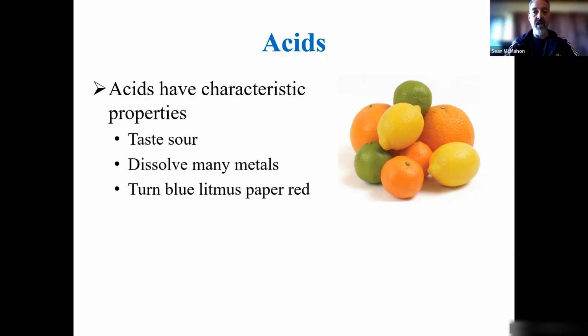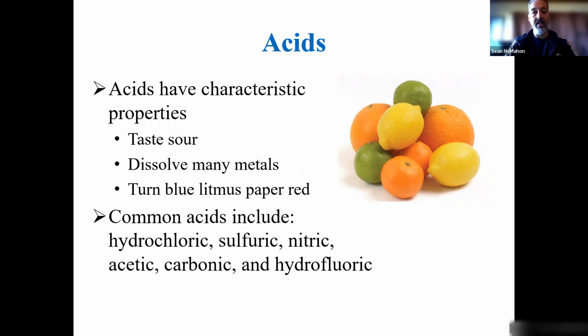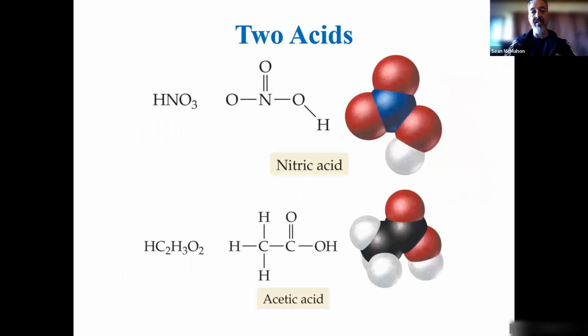Okay, so litmus paper is a way to test whether or not something is acidic or basic, and if it's acidic, it will turn it red. Some of the common acids include hydrochloric, sulfuric, nitric, acetic, carbonic, and hydrofluoric. We'll also review a lot of naming. We've done this before in the past, but I'll review it just since we're talking about acids.